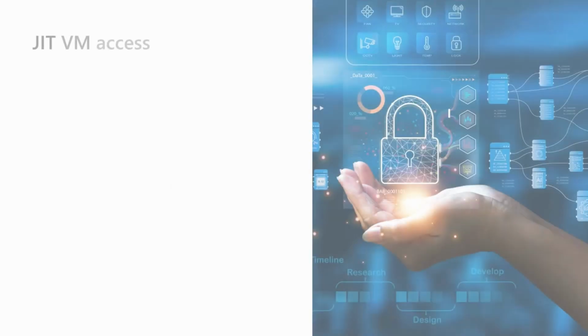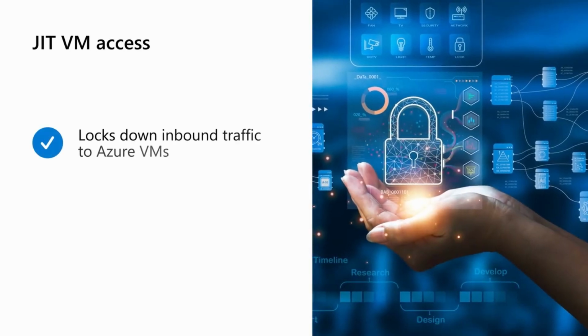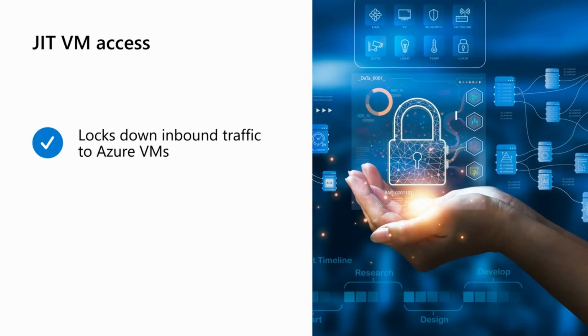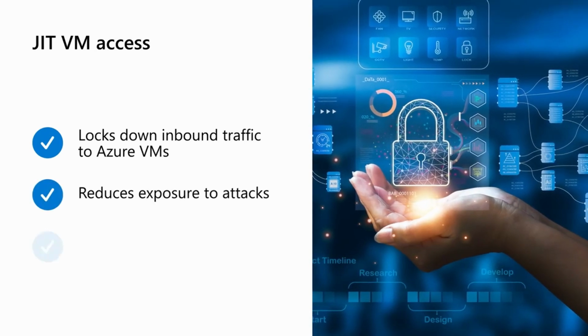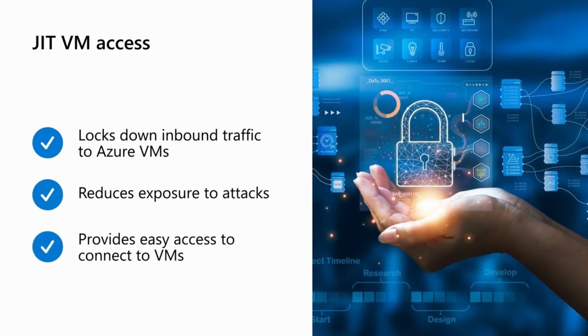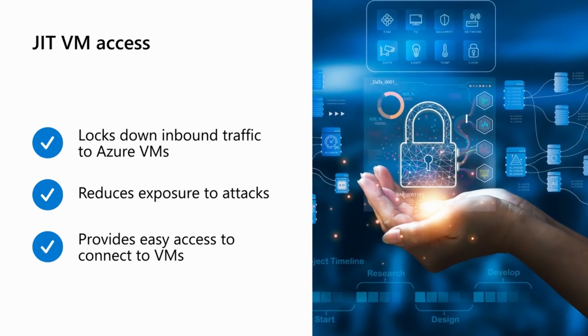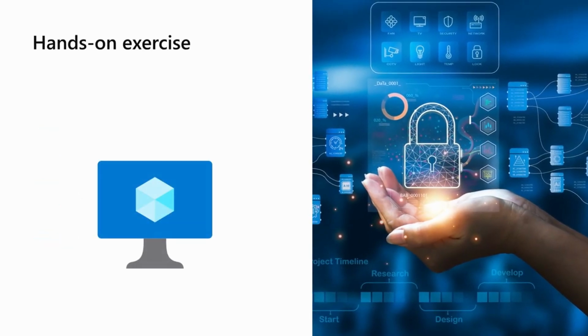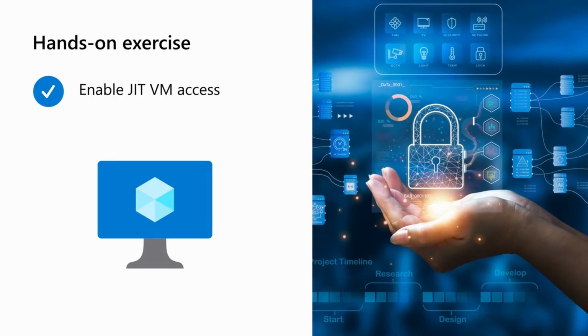So in a nutshell, JIT VM access locks down inbound traffic to your Azure VMs, reducing exposure to attacks while providing easy access to connect to VMs when needed. You had another chance to engage in a hands-on exercise where you practiced enabling JIT VM access.